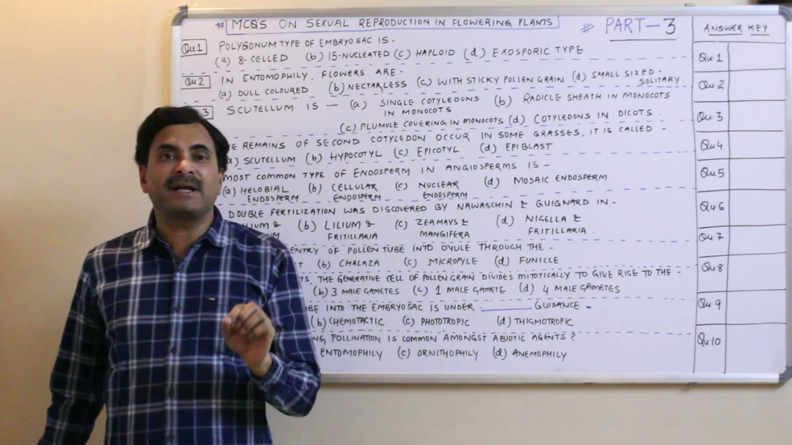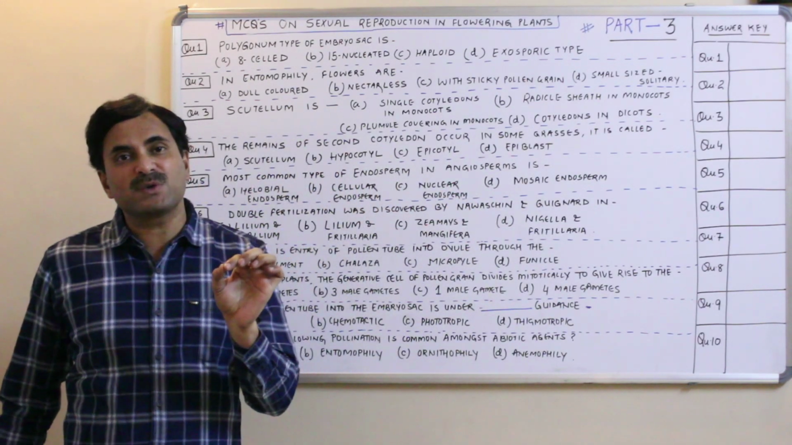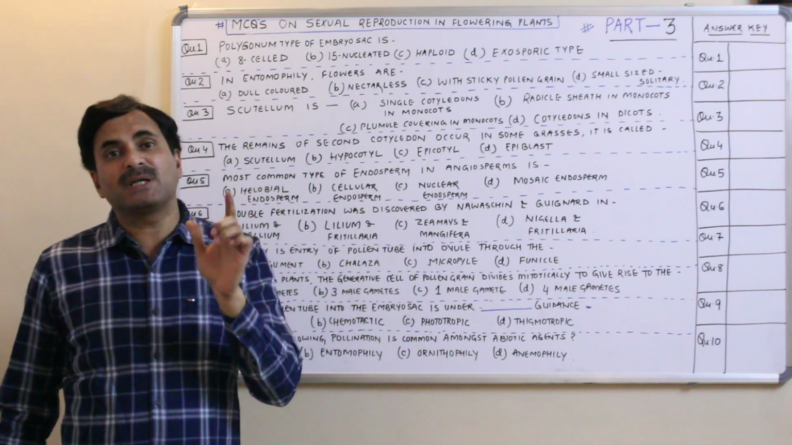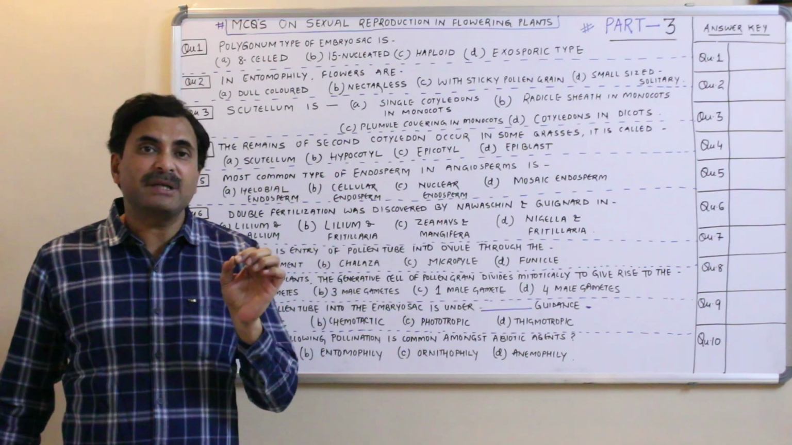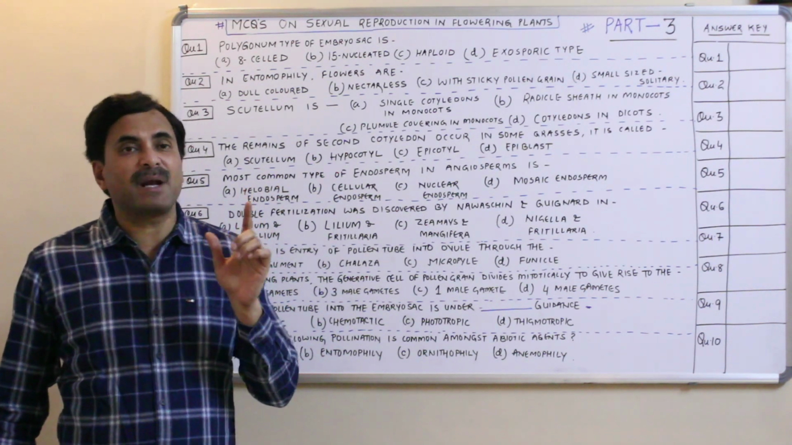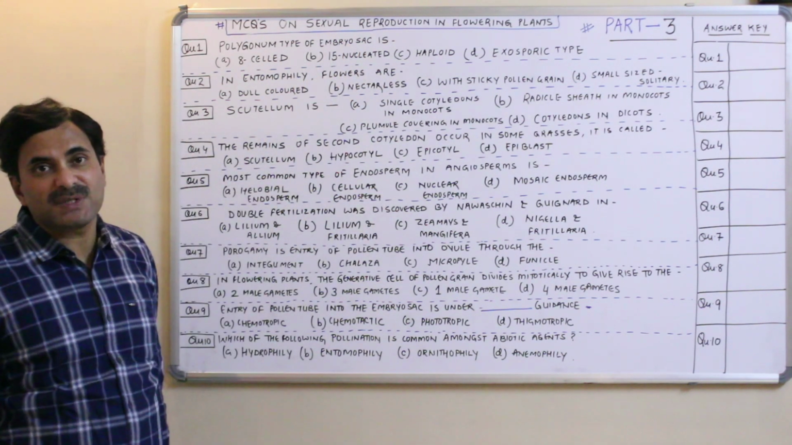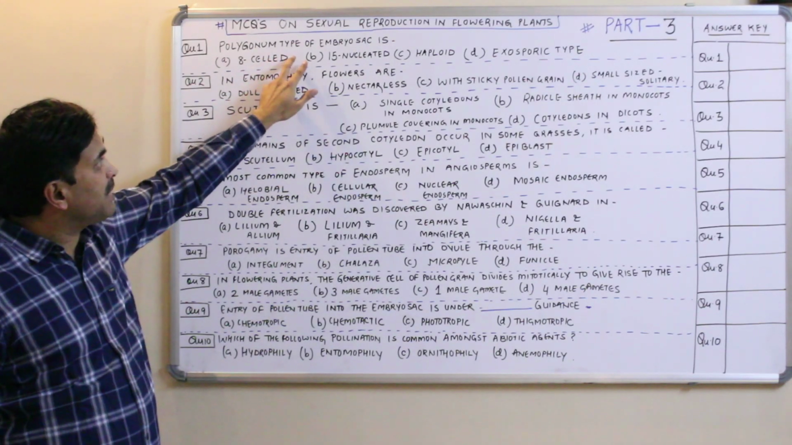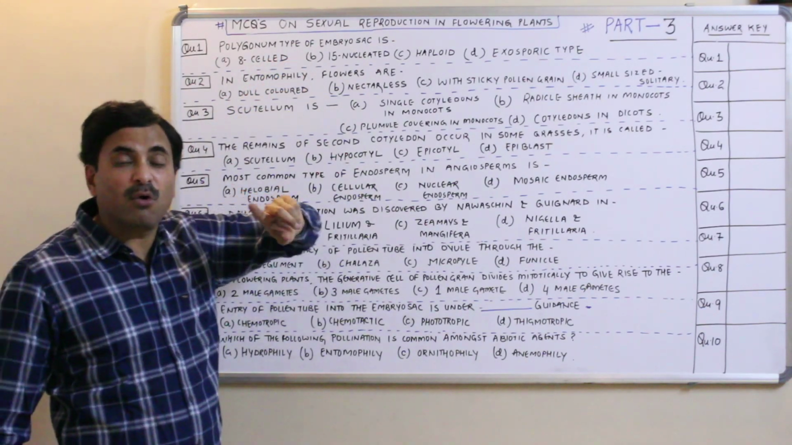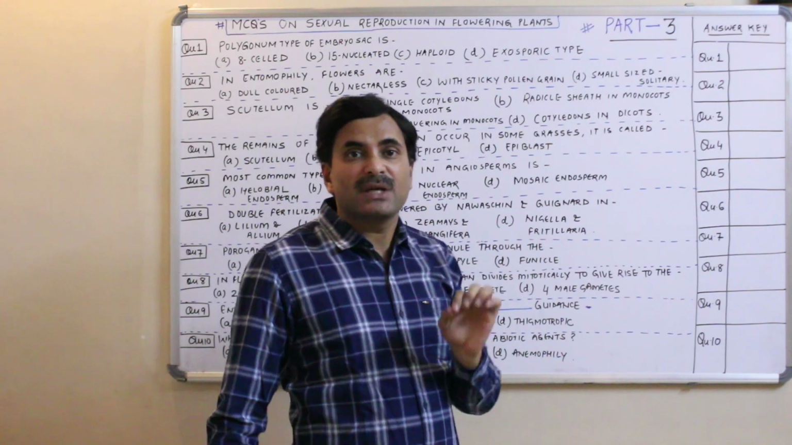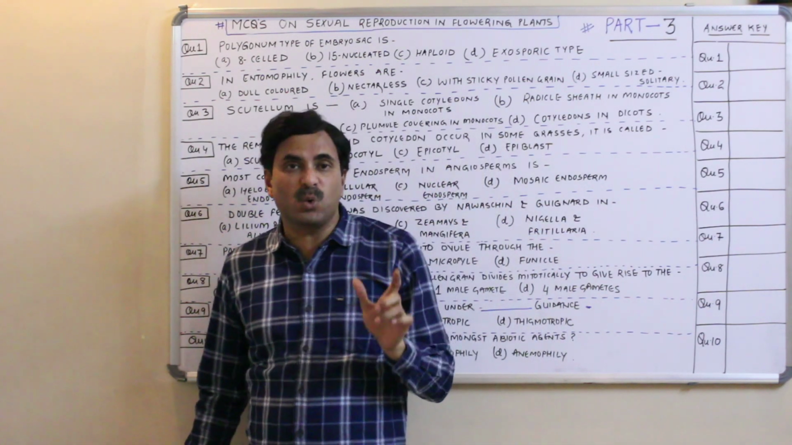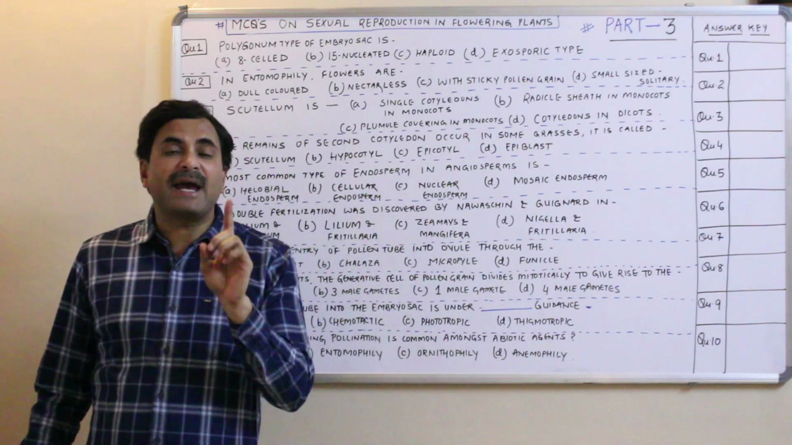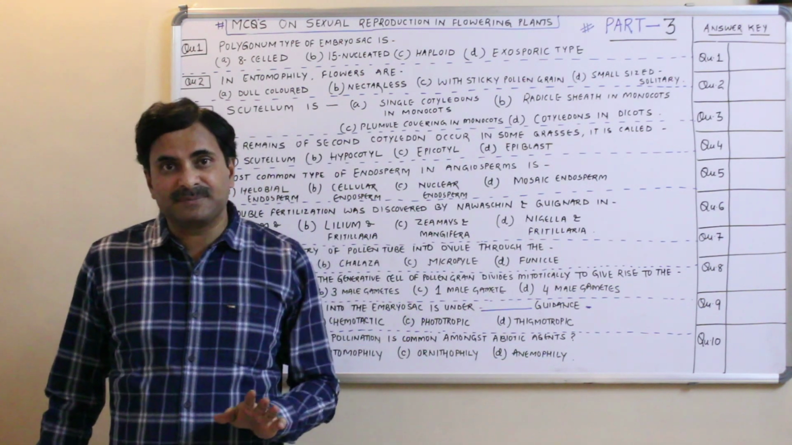Polygonum type of embryo sac. When we study the embryo sac in our theory class, we always say that the polygonum type of the embryo sac is the most common type of the embryo sac found in the flowering plants. Approximately 80% of the flowering plants have this type of the embryo sac. And this polygonum type of embryo sac or the female gametophyte is generated from a functional megaspore which is haploid and located at the chalazal end.